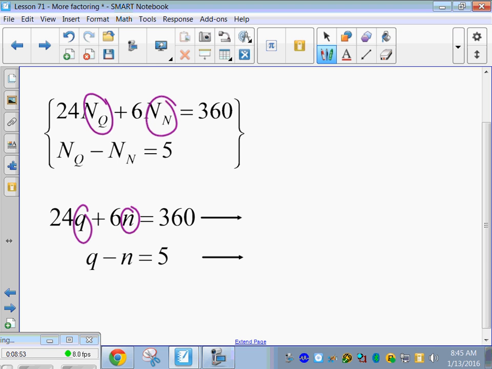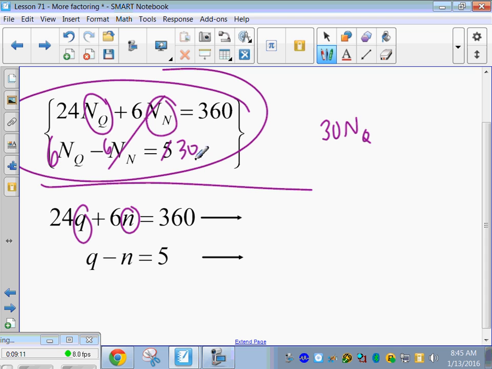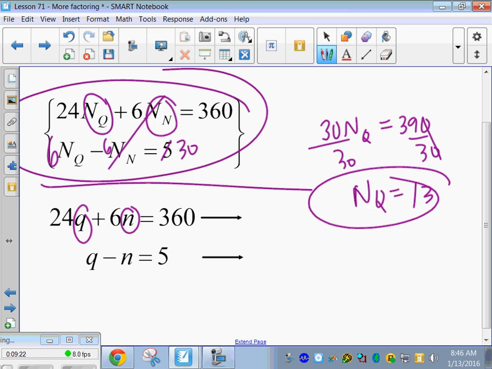So if you would like, you can change the subscripted variables. You could also just solve this problem right here with the subscript. So I could times everything by 6. Okay, I could do elimination right here. Add them together, and I'd get 30 NQ right here. And I just leave it as NQ. Those would cancel. I'd add these here. I'd get 390. Okay, and I would divide by 30 like we always do. And NQ would be 13, right? That's all it is. So if you want to do it with the subscripts, that's fine.